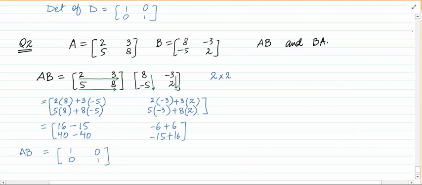Now we need to solve for BA as well. Starting with the same strategy, BA. At first we need to write the matrix B: 8 minus 5 minus 3 2, multiplied by A: 2 5 3 8. Now in the last part I had covered the matrix multiplication, right? So you need to try it by yourself first and then I will show you the answer.